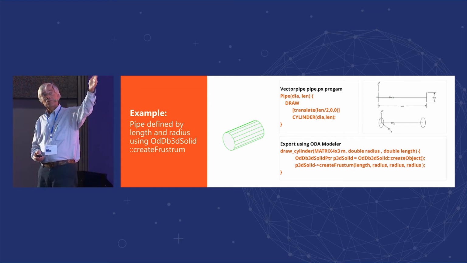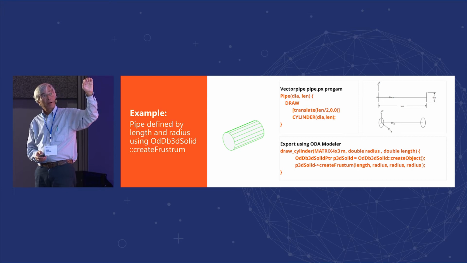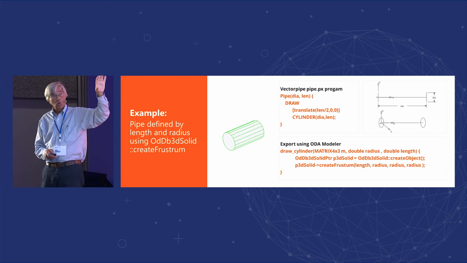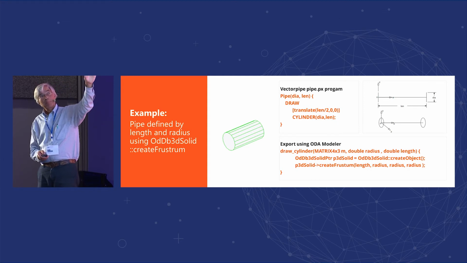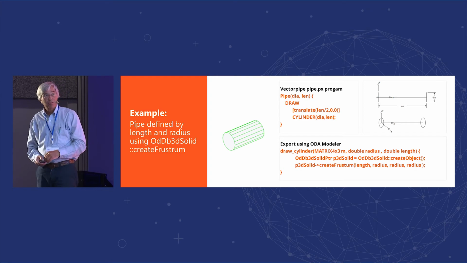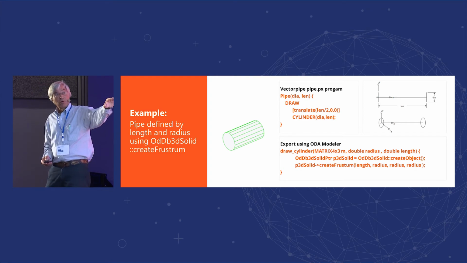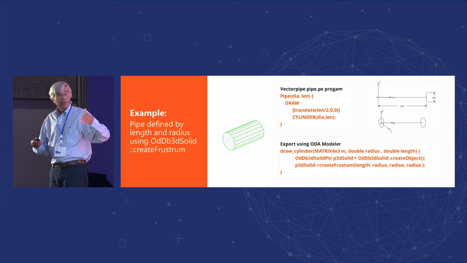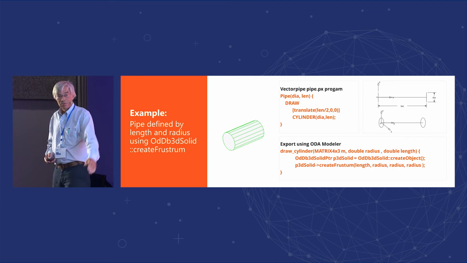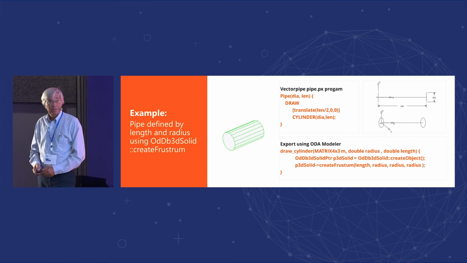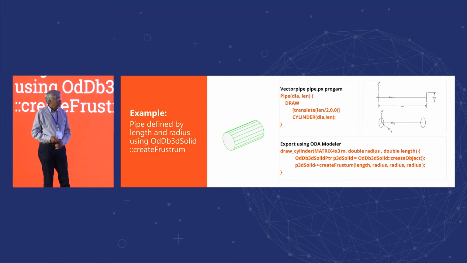In VectorPipe, our piping program, we actually have small programs that a user can program themselves, but this one is a pipe, and a pipe basically has a length and a diameter in order to describe it on the screen. Using the ODA Modeler, we just say draw a cylinder, and basically we create a solid, and then there's a function, as I mentioned before, create frustum, which creates your cylinder. It's very simple.